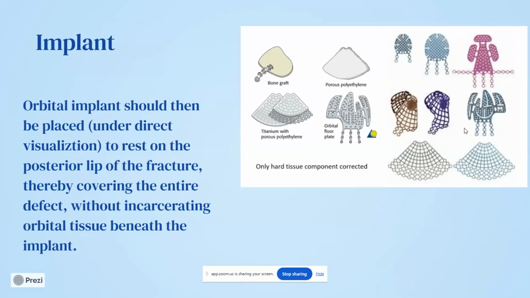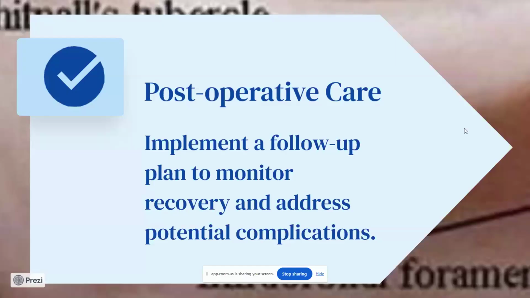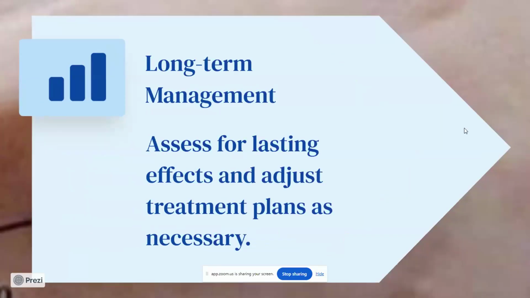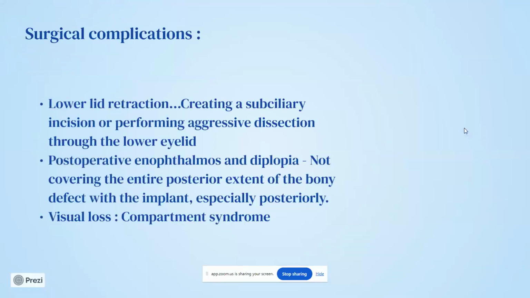So the post-operative care is very, very important. You have to monitor the pupil, the extraocular motility and the vision four-hourly to look for any complications post-surgery. Lower lid retraction is one of the complications of the surgery, especially when you do a subciliary approach or you perform an excessive dissection.